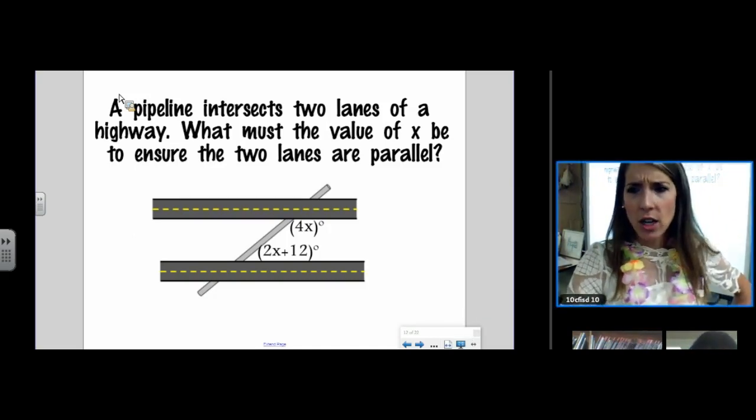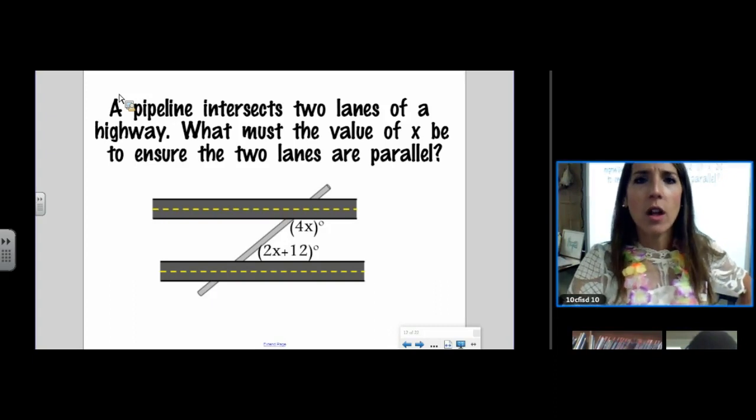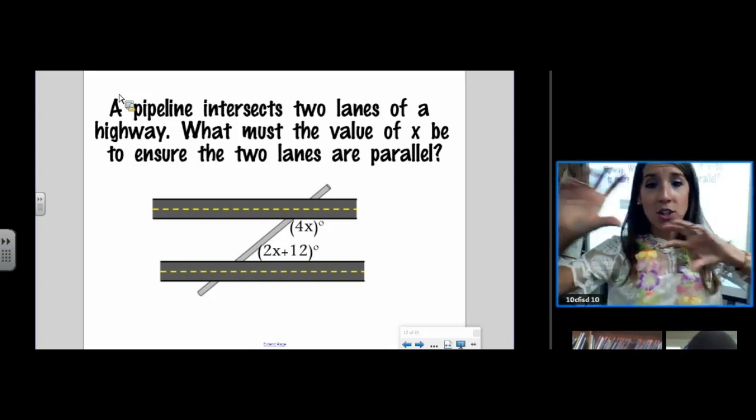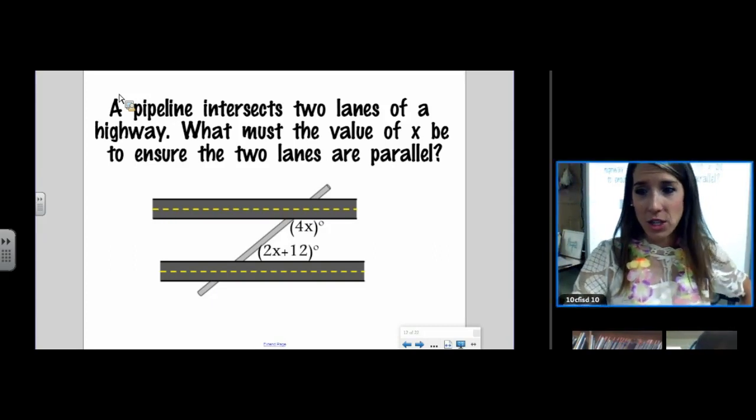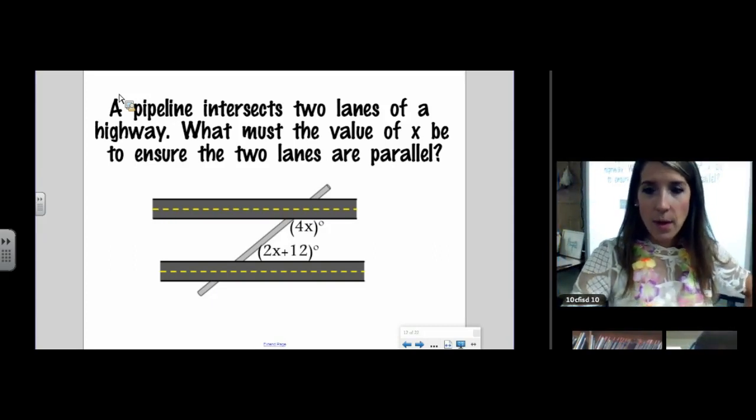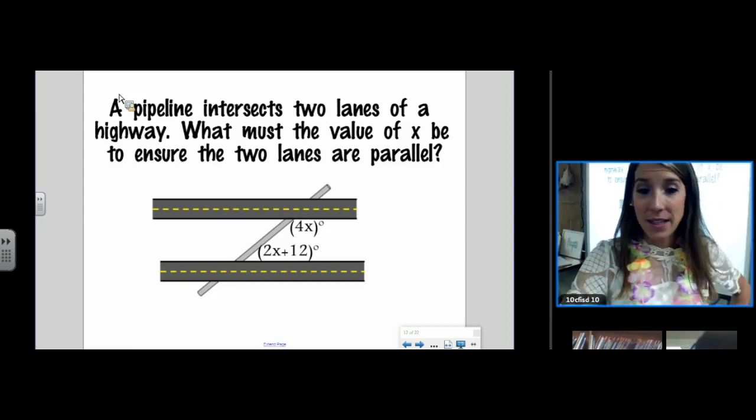It's your job to make sure that those lanes are parallel. You're the quality control person. You measure those angles. What do you need to come up with? What should the relationship be? Anyways, go ahead and solve for X and type it.